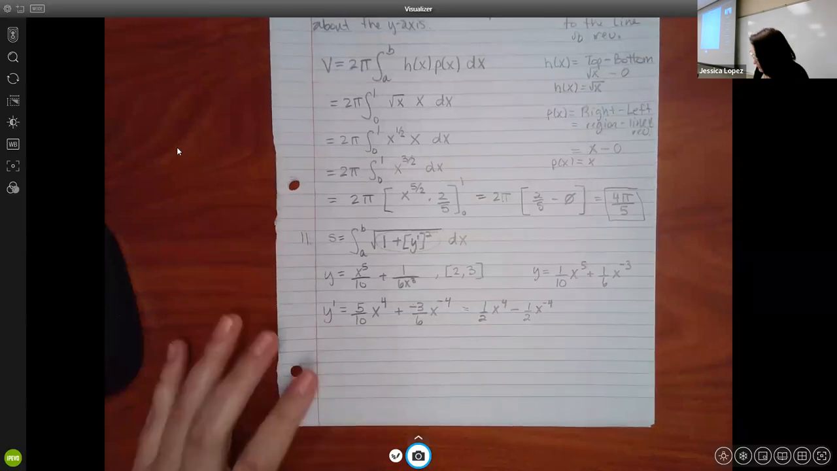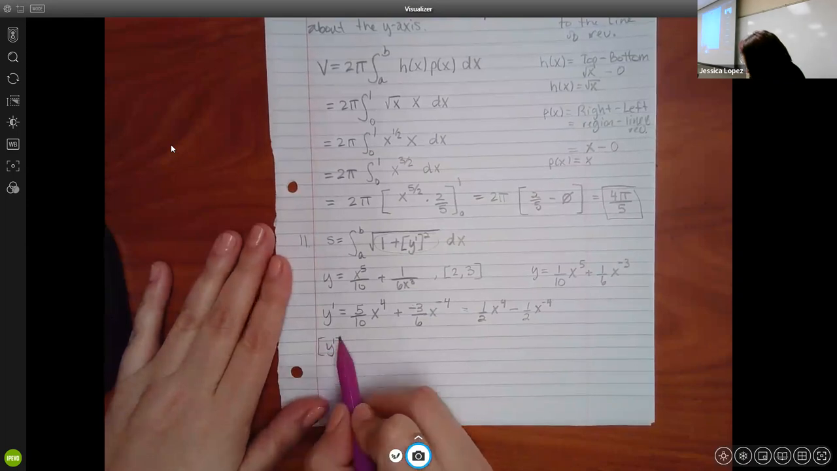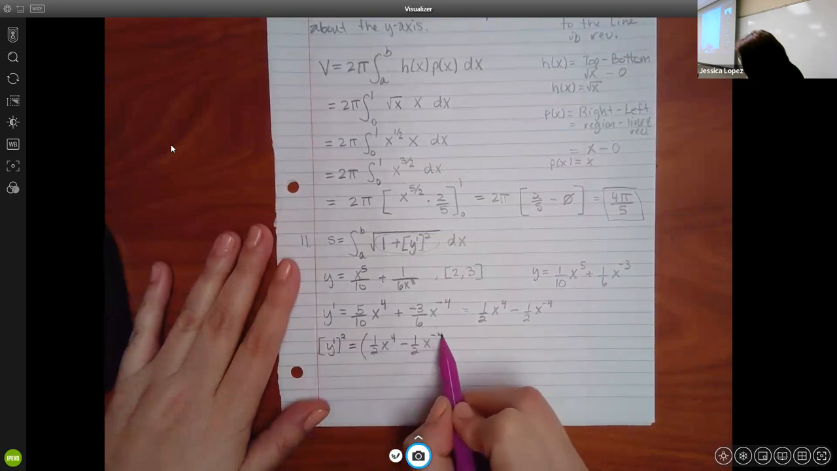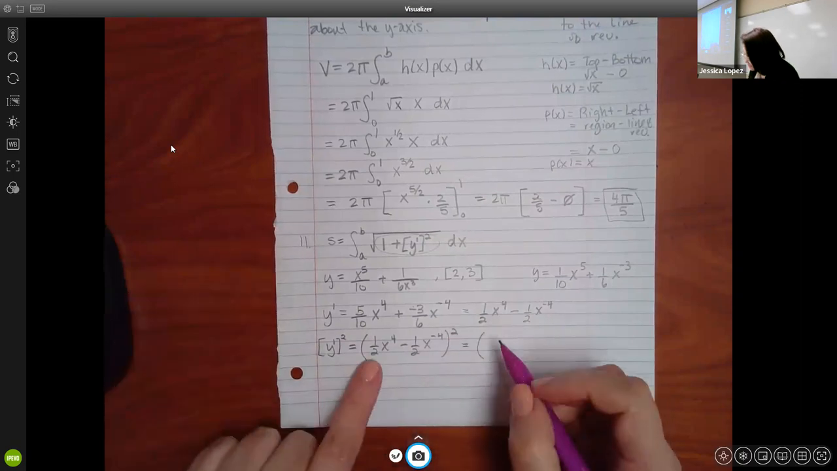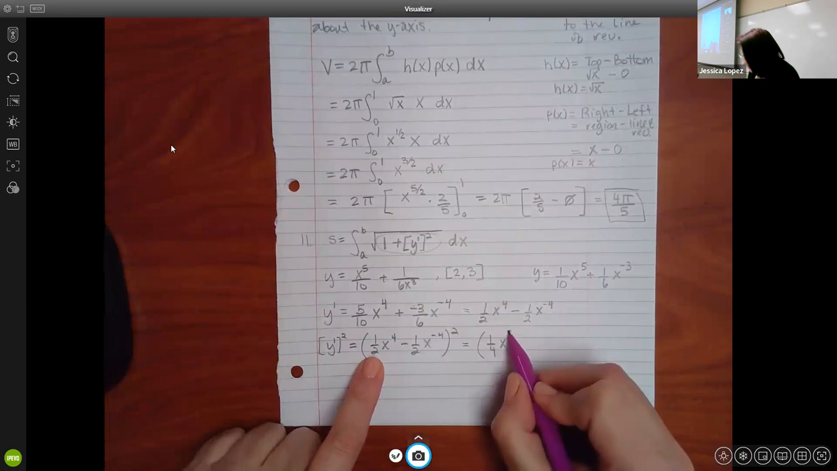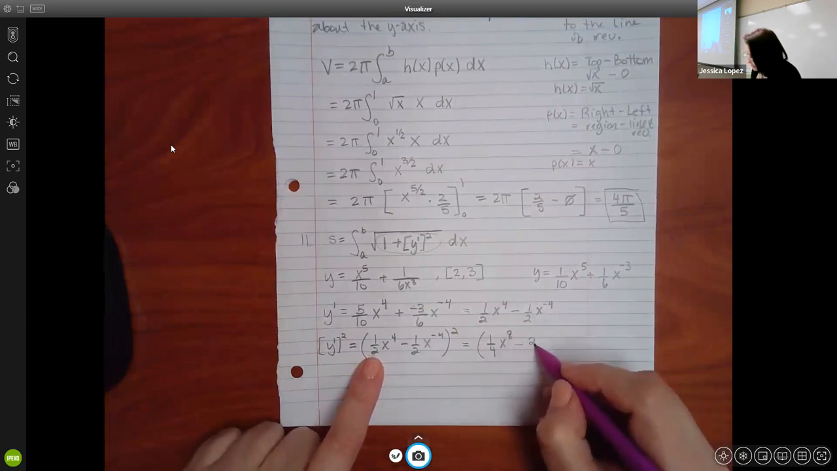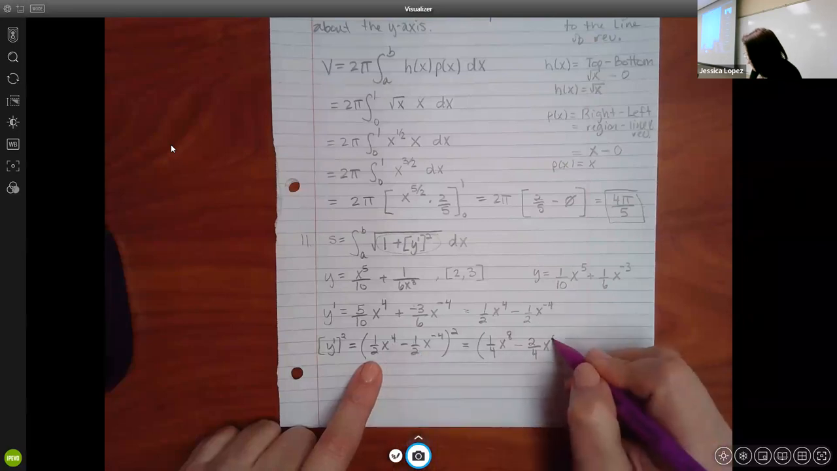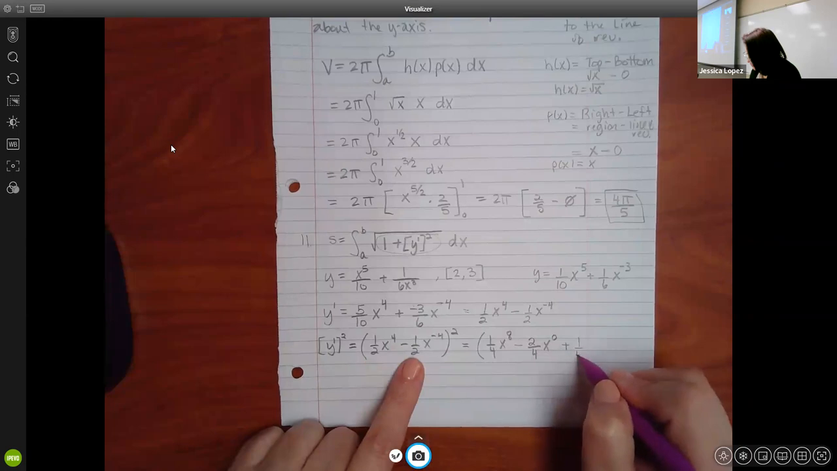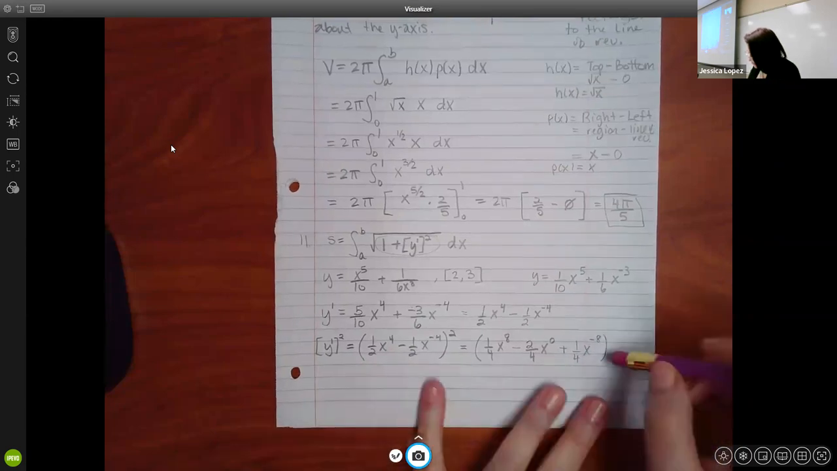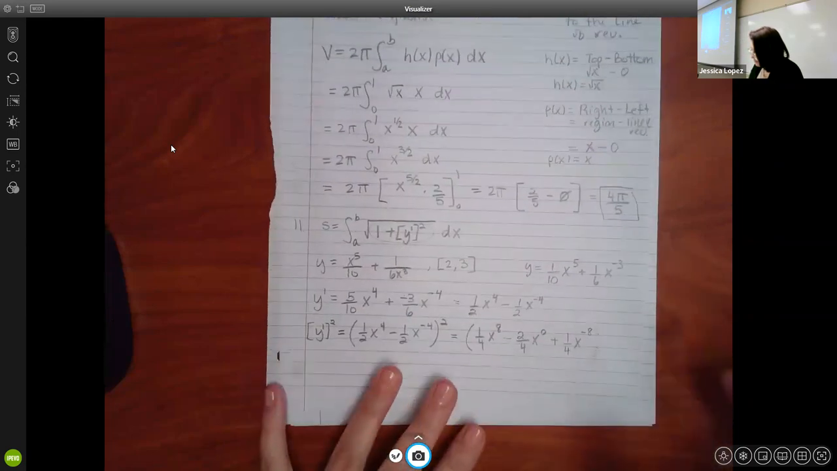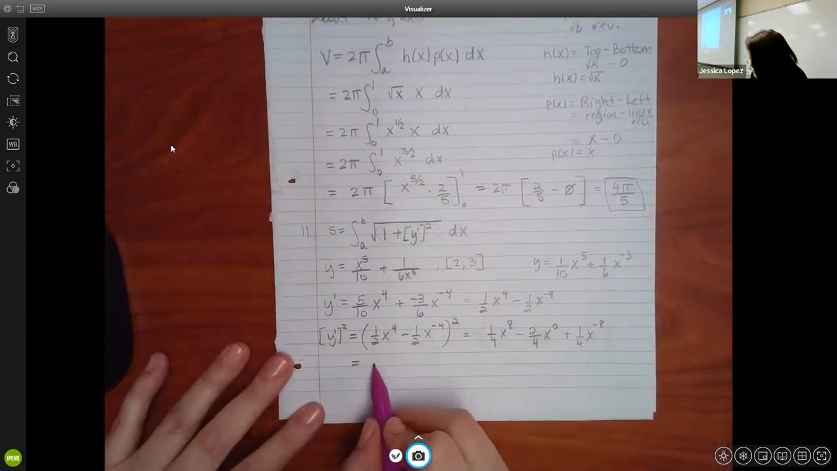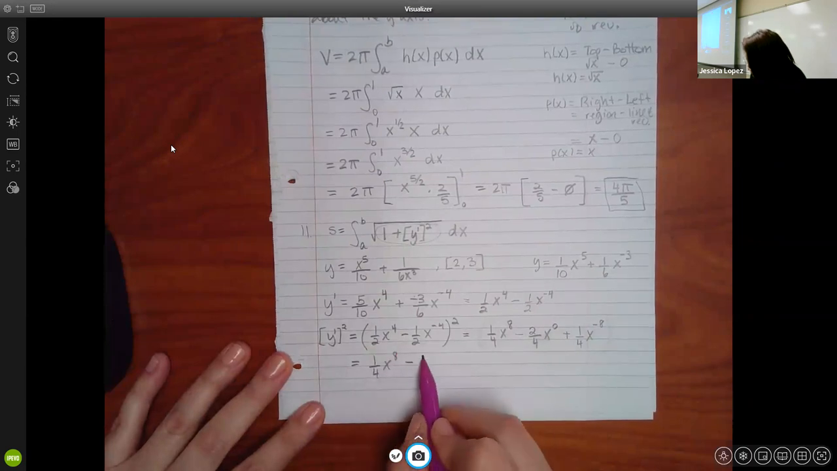Then I have to square it, right? y prime squared. So what do I get when I square that? This guy squared is 1/4 x to the 8, minus 2 times... when I multiply these together, I get 1/4, and when I add these exponents together, I get x to the 0. Then 1/4 x to the negative 8. I don't even know why I have parentheses; there's no need for those. I can clean it up a little bit. That would just be minus 1/2, there's no x's.